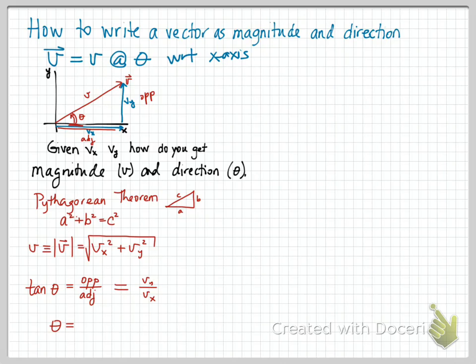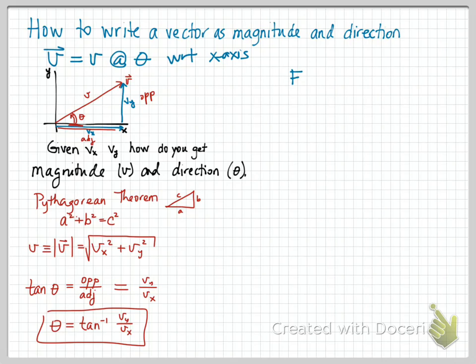So to get the actual theta, you take the inverse tangent of Vy over Vx. That's it. So that is the direction, and the square root gives you the magnitude.